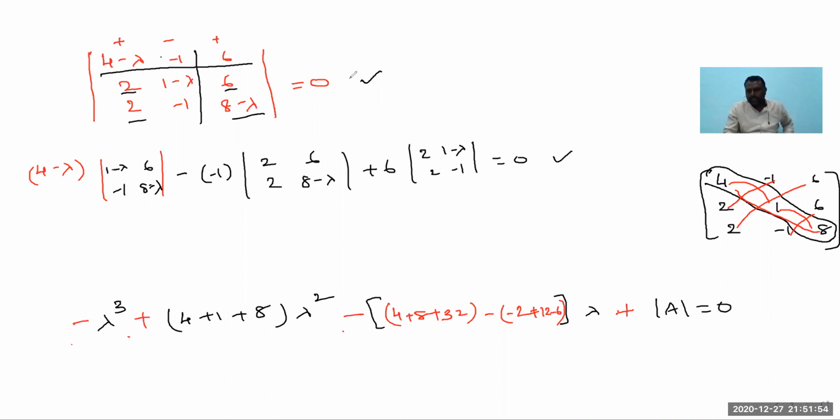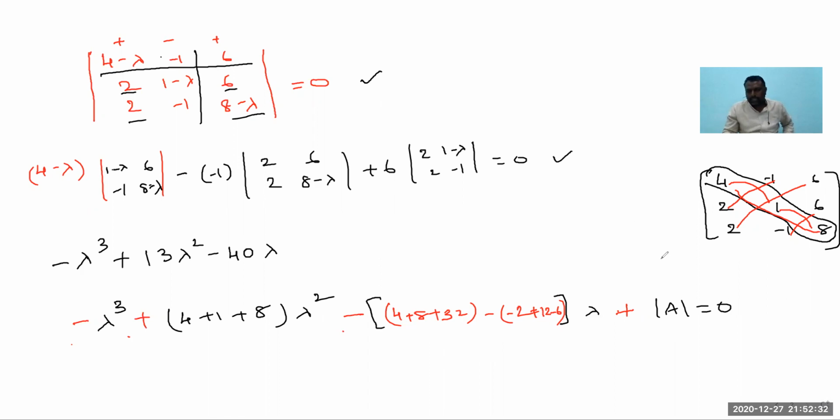So first you write this step in your exam, and second this step; you can do this part at the end in rough. You can write directly minus lambda cube plus, the value 4 plus 8 is 12, 12 plus 1 is 13, lambda squared minus, the value here 32, 40, 44, minus 12 plus 8 plus 6, 6 minus 2 is 4, 44 minus 4 is 40, 40 lambda plus the determinant value. What is the determinant value? The normal determinant only.